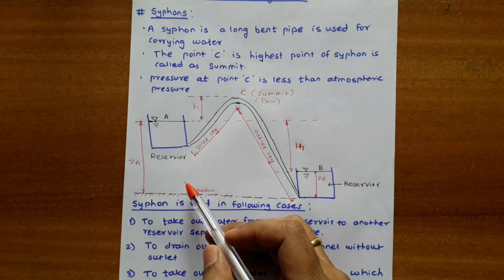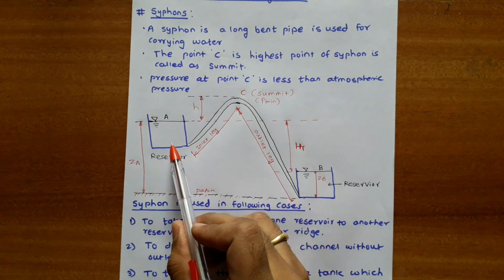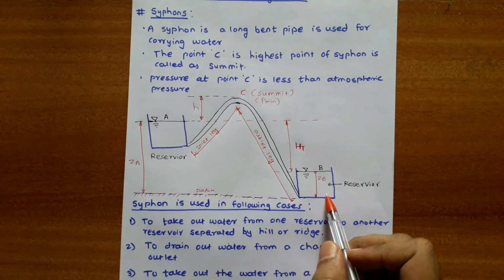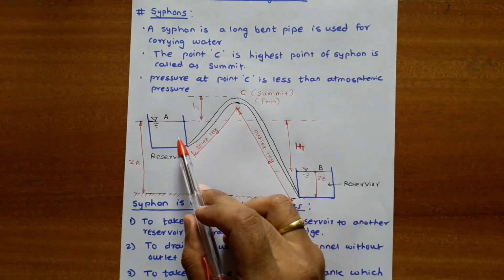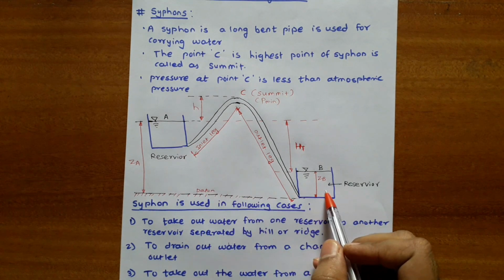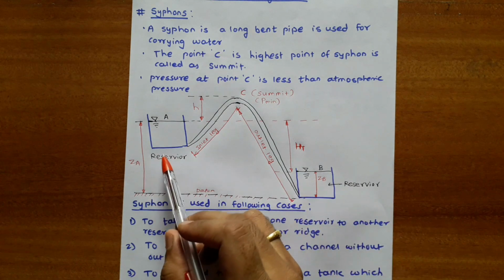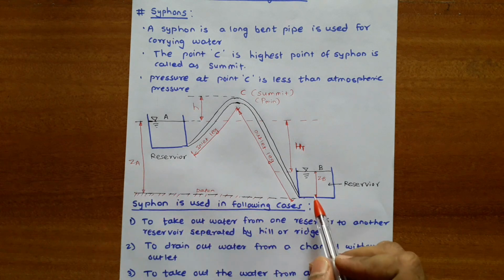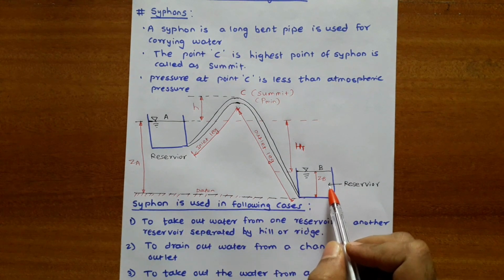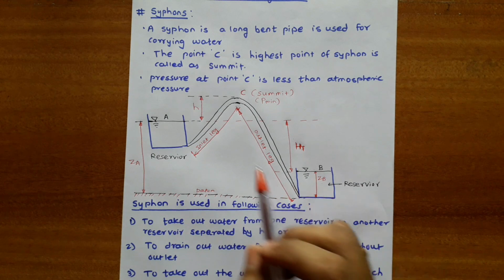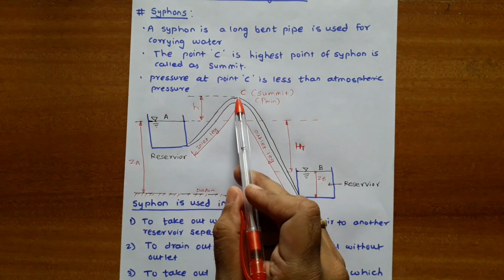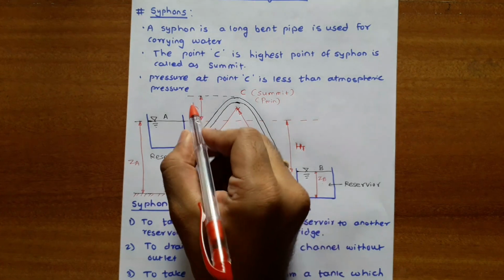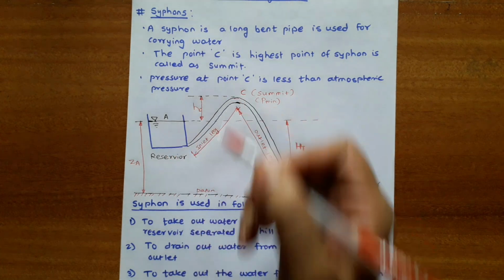Siphon is a flexible pipe. Now you can see that reservoir A is at higher level, reservoir B is at lower level, and a flexible pipe connects reservoir A and reservoir B. The height of reservoir A from datum is ZA and the height of reservoir B from datum is ZB. Then the height from summit C to tank level A is H, or we can say it is HC.